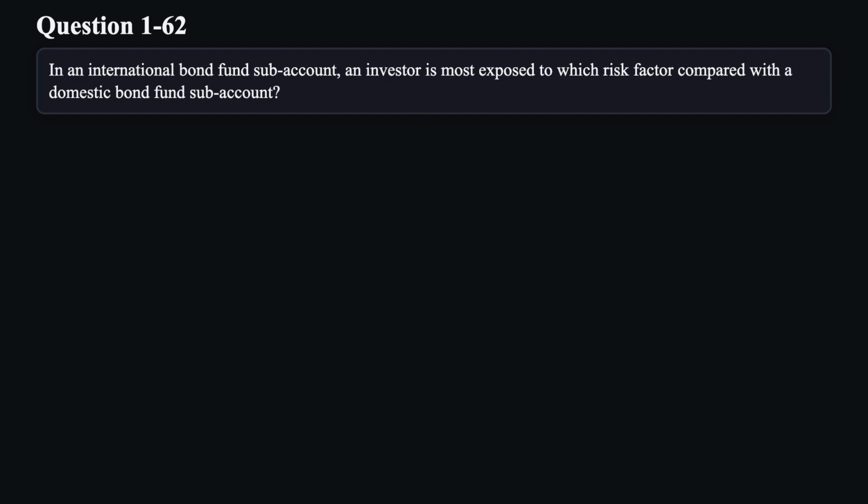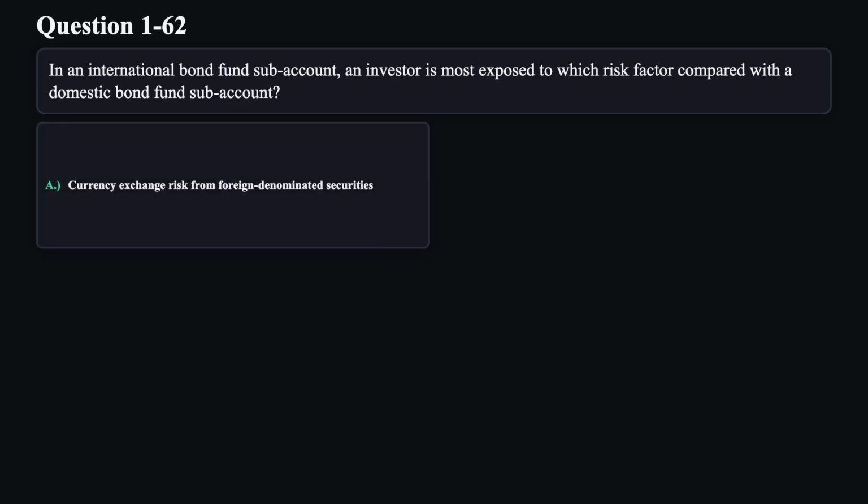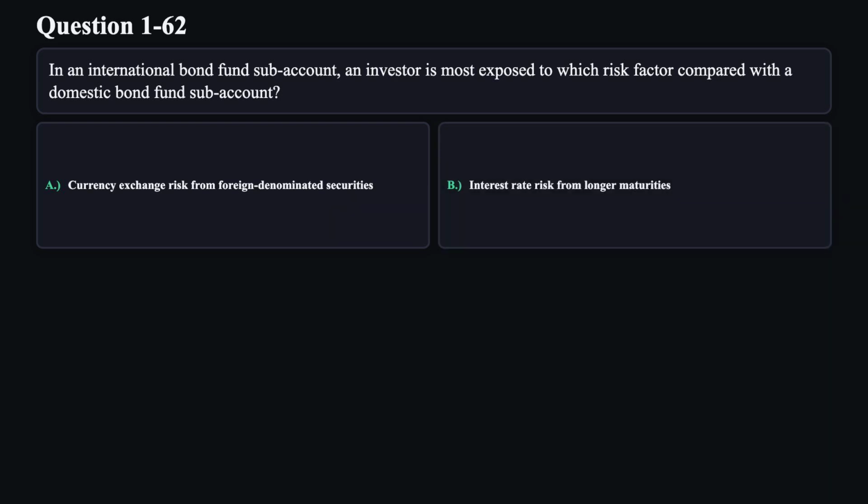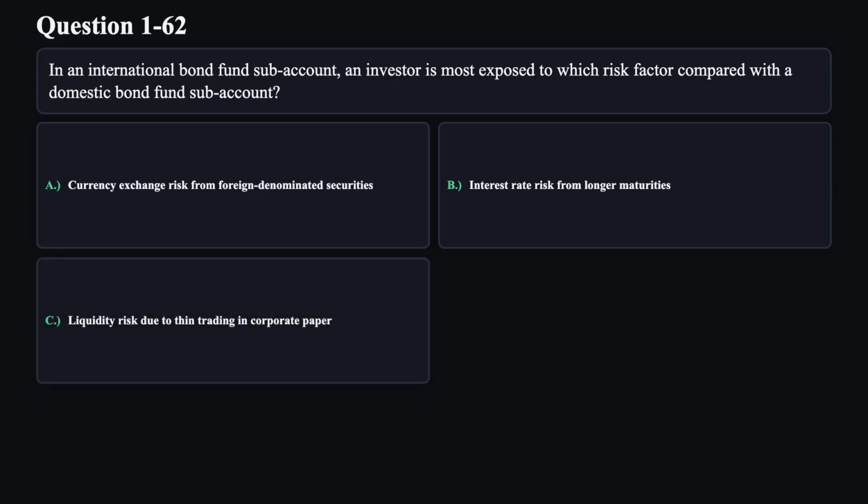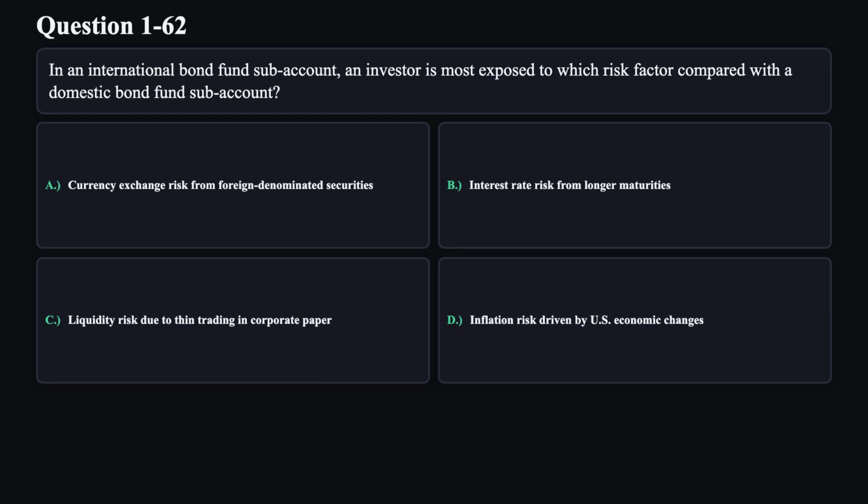Question 62. In an international bond fund subaccount, an investor is most exposed to which risk factor compared with a domestic bond fund subaccount? A. Currency exchange risk from foreign-denominated securities. B. Interest rate risk from longer maturities. C. Liquidity risk due to thin trading in corporate paper. D. Inflation risk driven by U.S. economic changes.